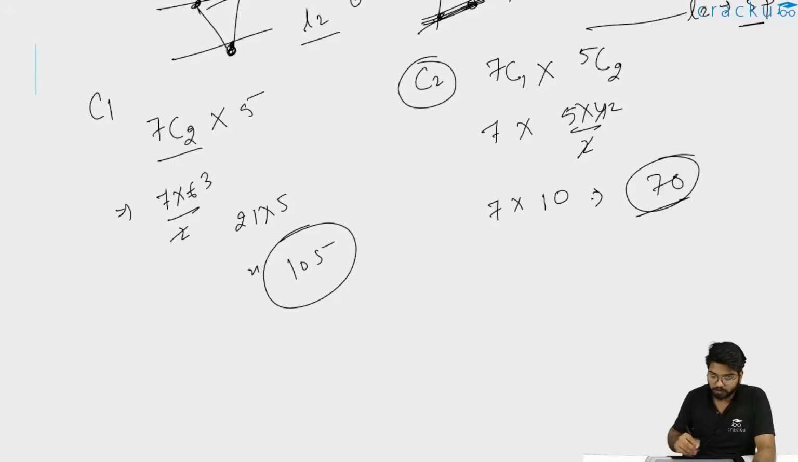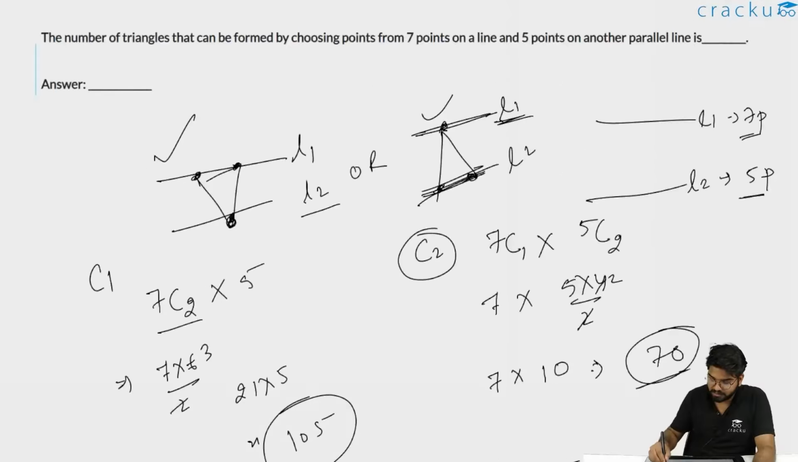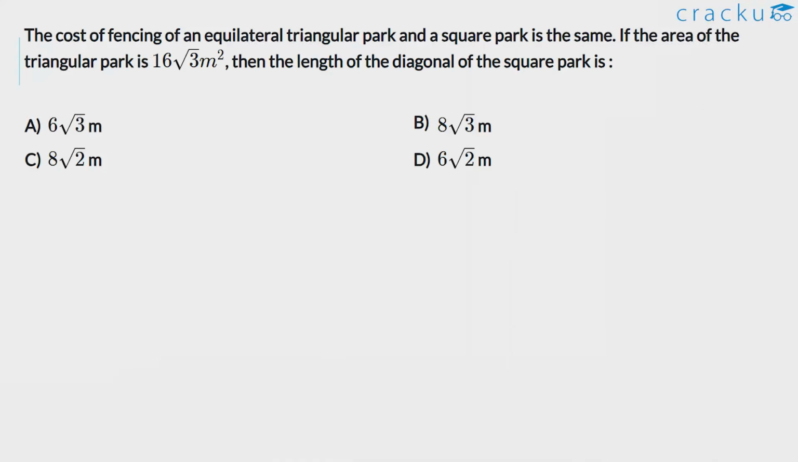So what is the total number of triangles I can make? There are 105 plus 70. That is 175 triangles I can make given these points. So the answer has to be 175.